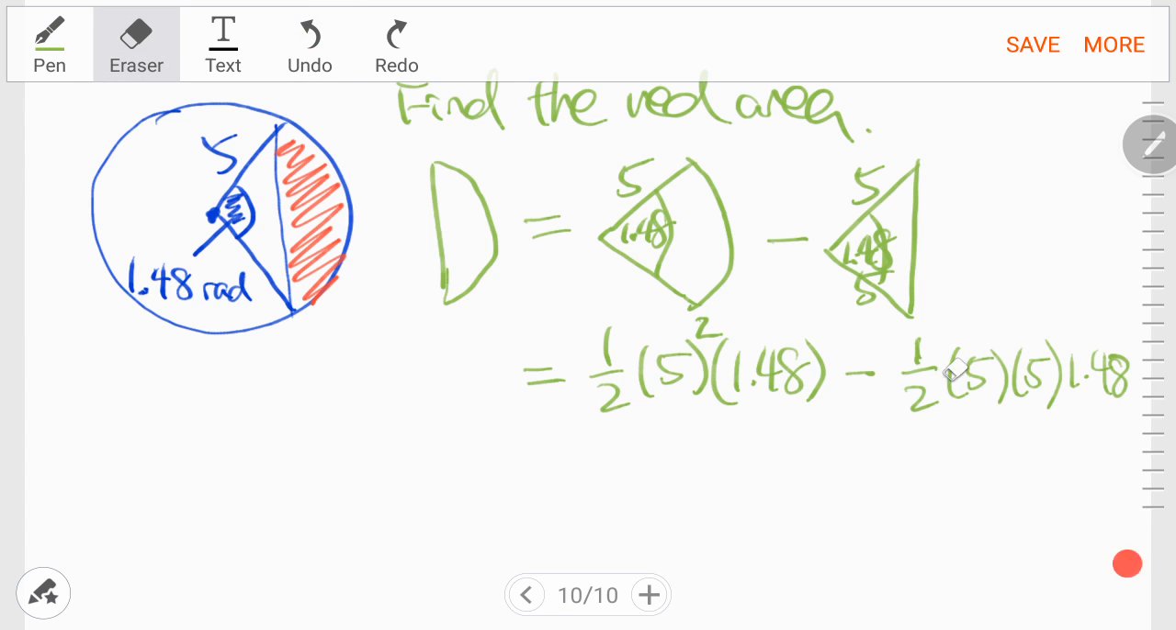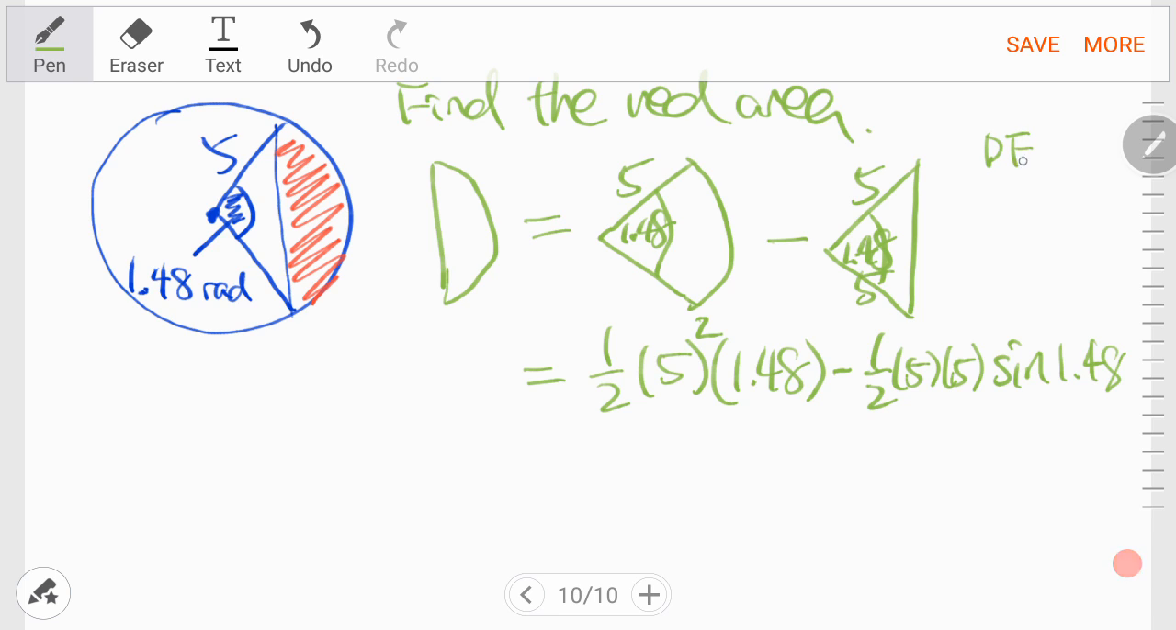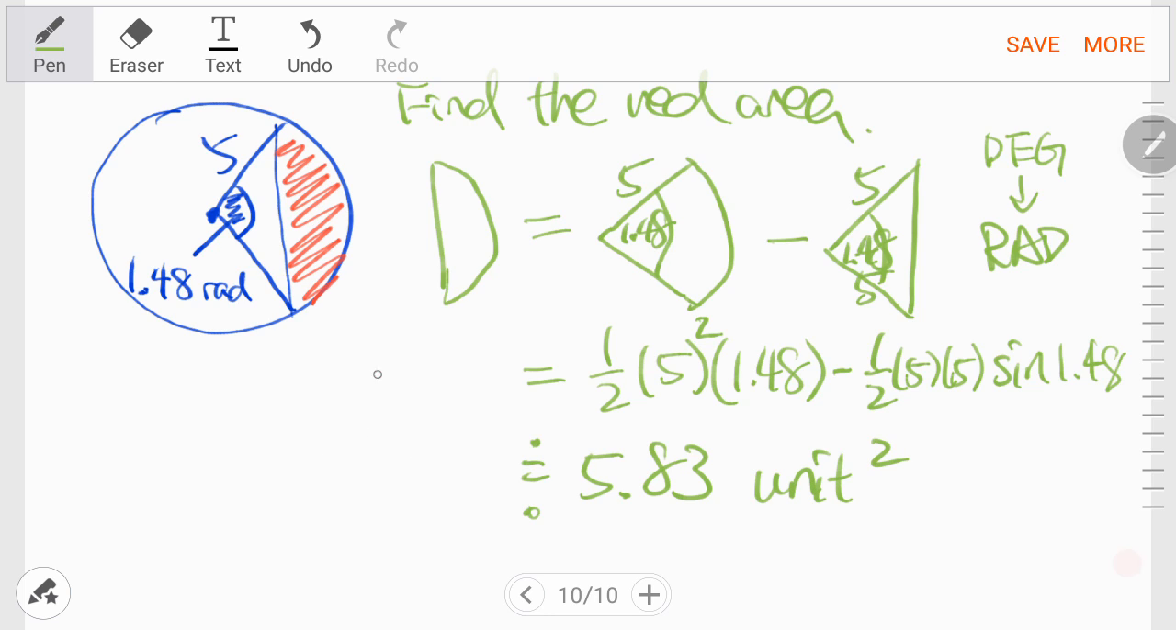Actually, I made a mistake there. Let me write this better. This will be minus half times 5 times 5 times sine of 1.48. You're going to use a calculator, but make sure you change your angle measure from degrees to radians. So take your calculator out and change the angle setting from degree to radian. If you type this into your calculator, your answer is going to be approximately 5.83. There are no units, so maybe just say units squared. This is the area of this D-looking shape.